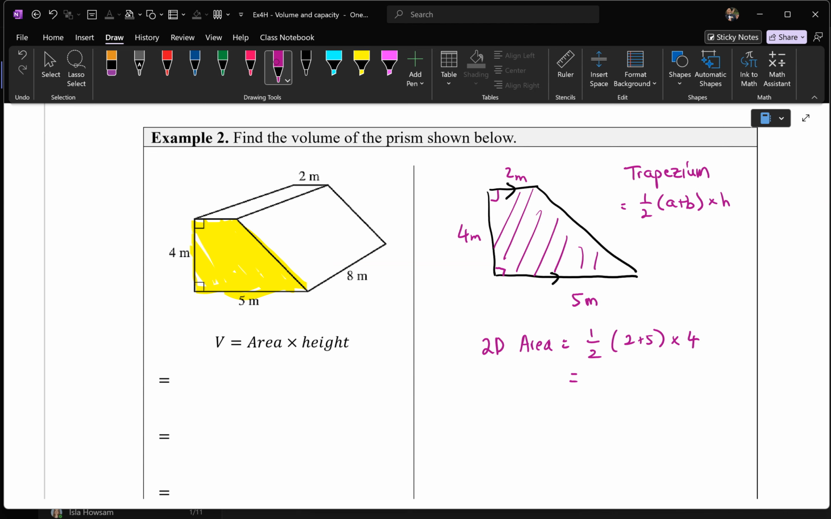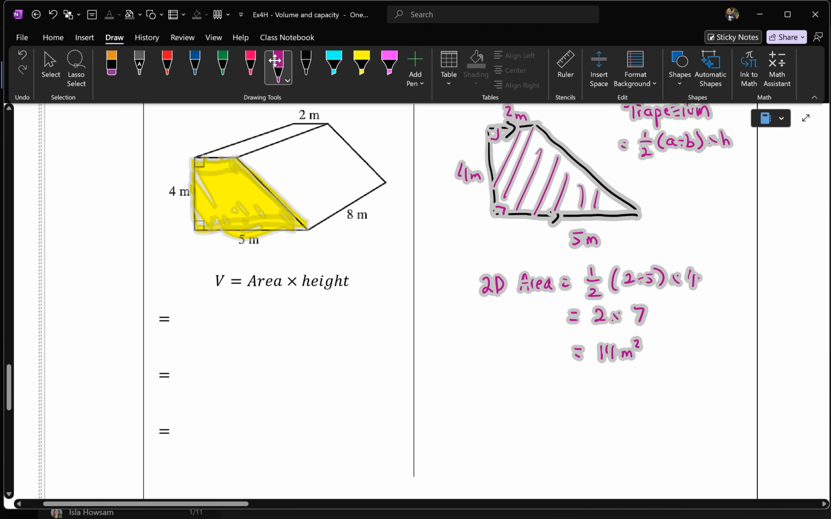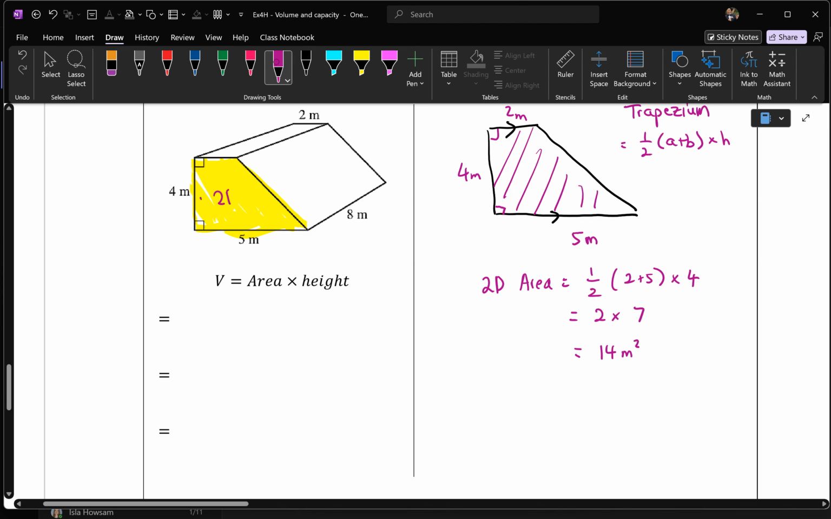That's 2 plus 5 is 7. Instead of halving 7, we could do half of 4, which is 2. 2 times the 7, and that gives you 14 squared meters. Okay, so I now know the area of this 2D shape. So this is my 2D area.